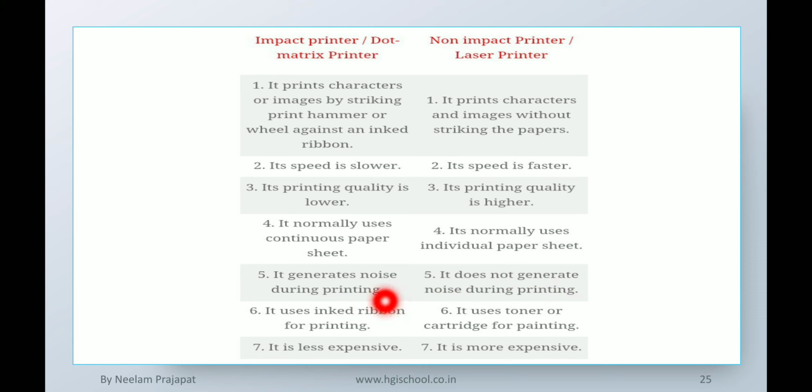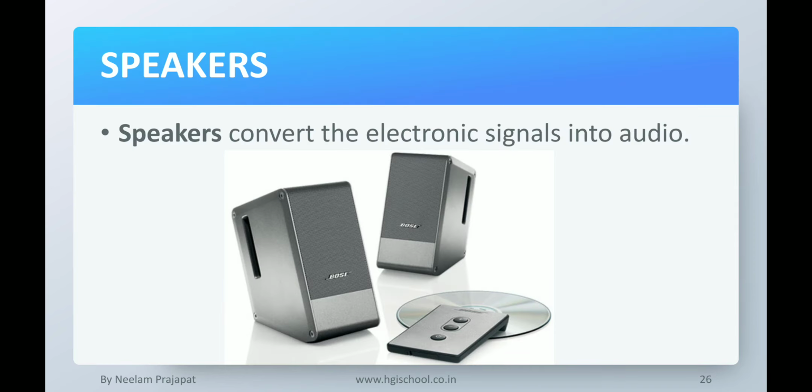An impact printer uses an inked ribbon for printing and non-impact printers use toner or cartridge for printing. Now, an impact printer is less expensive and non-impact printers are expensive. Speakers are another type of output device. They convert electronic signals into audio that we can listen to.